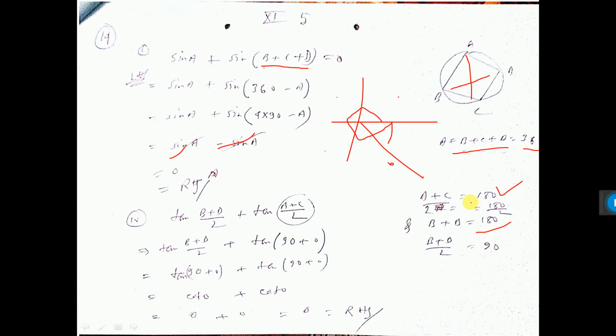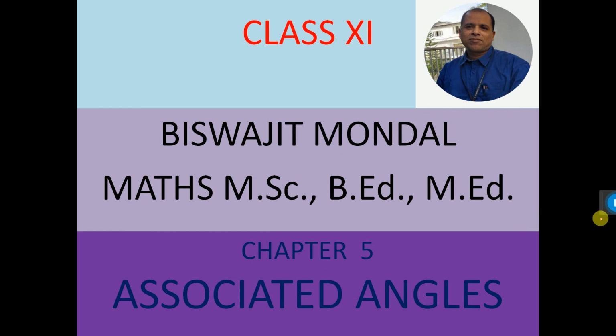Now see here, A plus C equal to 180. So if you divide by 2, then 180 by 2, that is 90 degree. So here you can put 90. Now 90 means 90 plus theta. So sin 90 plus theta, that is cos. Here also tan 90 plus theta is cot theta. Cot 90 is 0, so that is 0, the right hand side. That's all for this video.